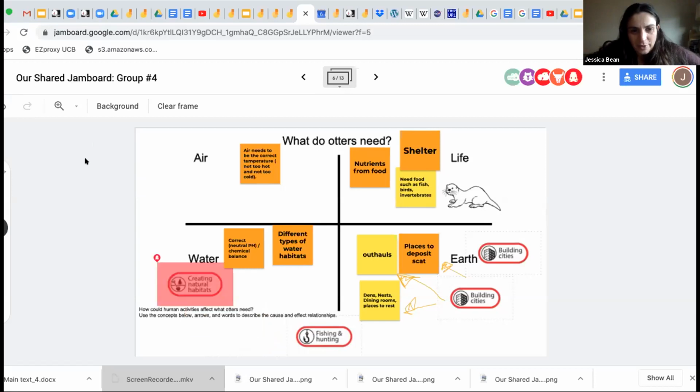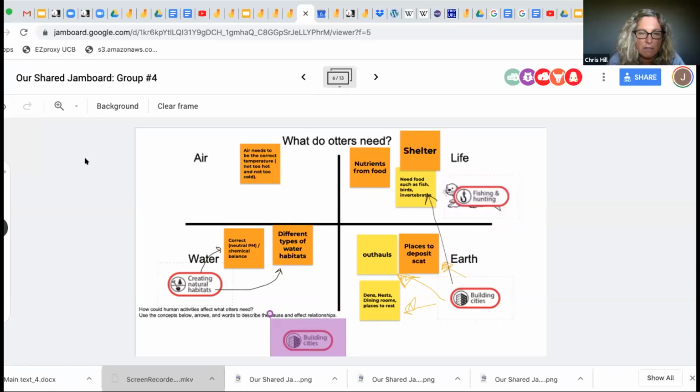Okay, should we do one more? So creating habitats, I see someone moved that one. And I saw someone connected building cities to needed food. Explain more about what that means. When we build cities, it affects the food. Doesn't it limit the food, so the access to more fish and birds and vertebrates with the cities there? So you're talking about the physical access, getting to places where there might be food. Yeah, taking up space. Yep.